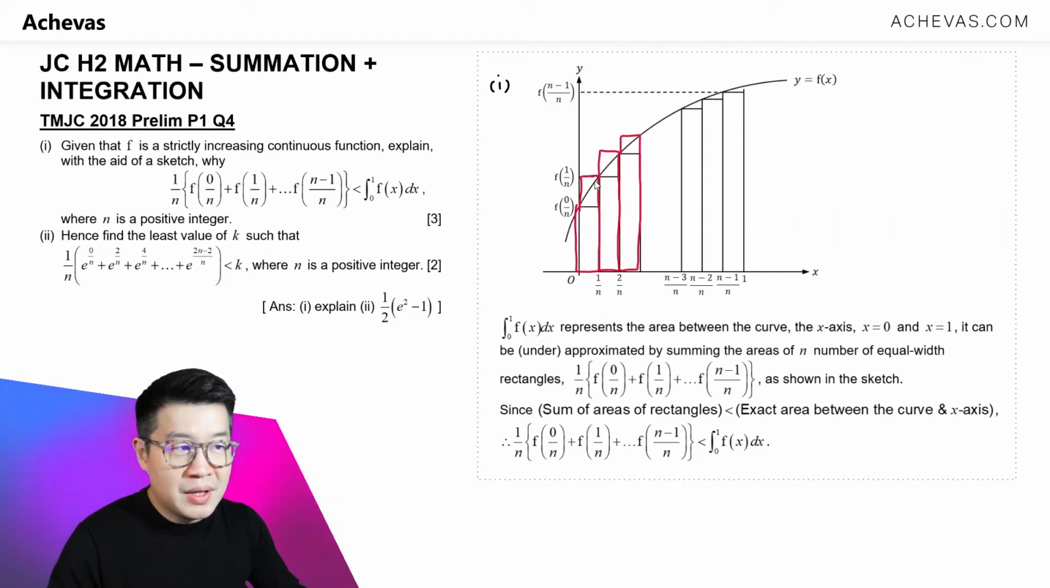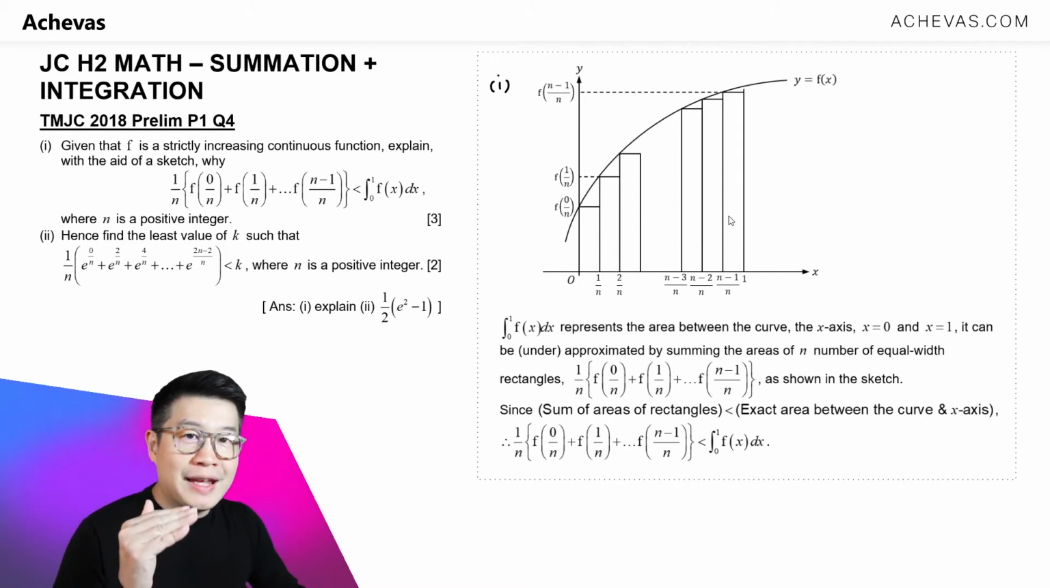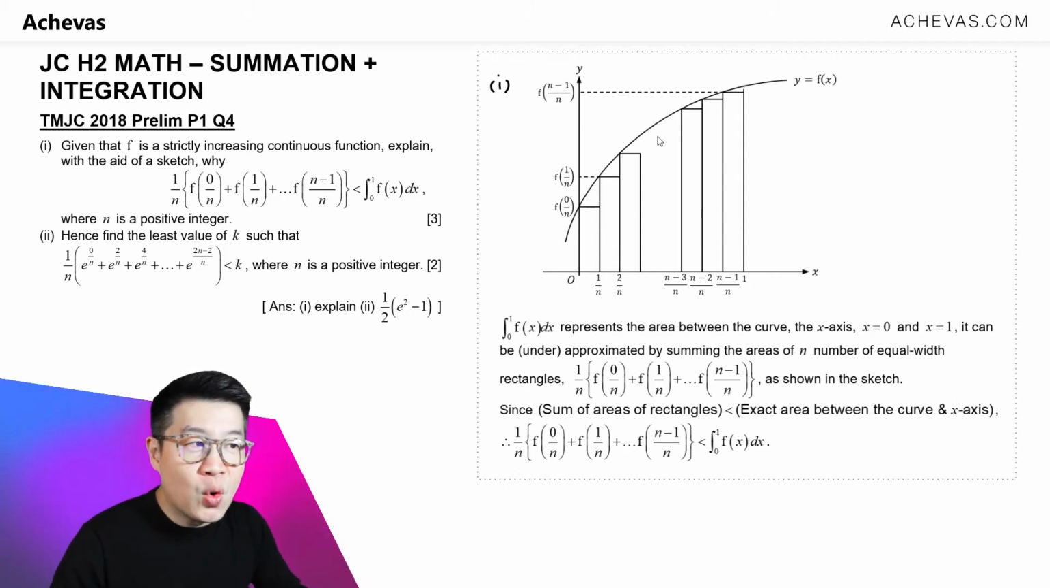I could have drawn it this way, but if I were to draw the rectangles this way, that means if I were to sum the areas of the rectangles together, the sum of the areas of the rectangles will be bigger than the exact area between the graph and the x-axis from 0 to 1. But this is not what I want, because according to what the question says, we are supposed to create something that is less than the exact area. And this something here is going to be represented by the total area of the rectangles that I've just drawn, with the intention of drawing them below the graph this way and not above.